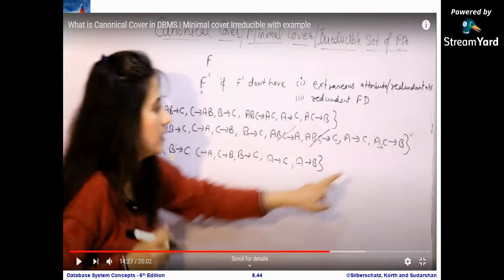In this, all the functional dependencies have a single attribute on the left hand side and a single attribute on the right hand side. In a question like this, you can get multiple attributes on the left hand side, but on the right hand side you will get only a single attribute at this stage.